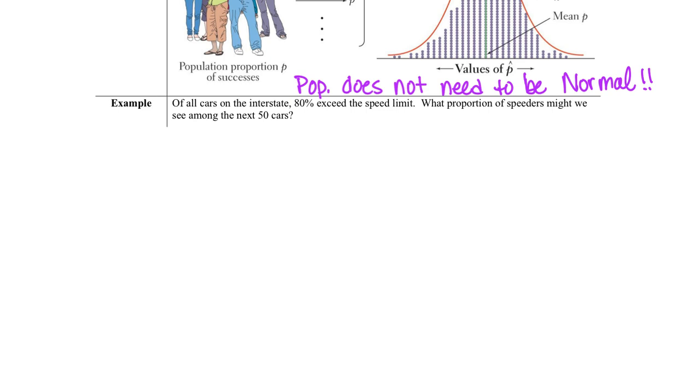This is a very simple sounding question, but you really have to think about what they're asking here. Of all cars on the interstate, 80% exceed the speed limit. What proportion of speeders might we see? And that's the key right there, among the next 50 cars. So "might" would also be the same as typical, and when you think about typical, we usually think about standard deviation. So it's kind of asking within one or two standard deviations, how many cars would we expect to see?